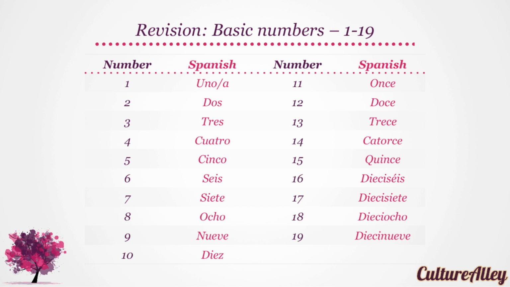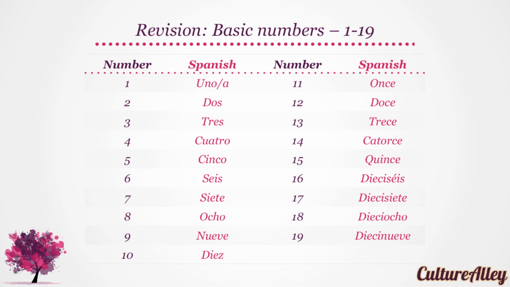2 is dos. 3 becomes tres. 4 will be cuatro. 5 is cinco. 6 becomes seis. 7 is translated as siete. 8 will be ocho. 9 becomes nueve.